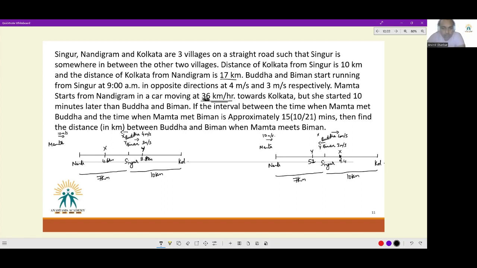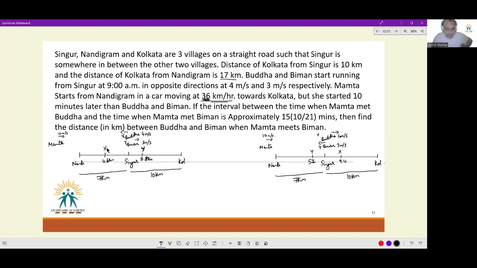Okay. If the interval between the time Mamta met Buddha and the time when Mamta met Biman is approximately 15 whole 10 by 21 minutes, then find the distance in kilometer between Buddha and Biman when Mamta meets Biman. Okay. First thing, we need to figure out which of these two cases is valid.